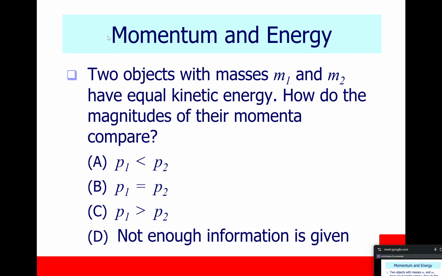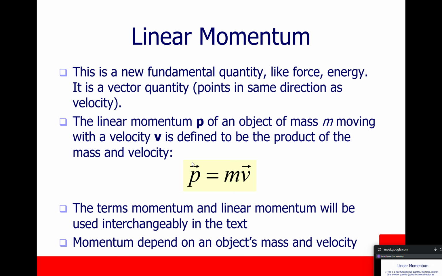So there is a relationship that exists between momentum and energy. Normally, the form of energy we relate linear momentum to is kinetic energy, which is KE equals half mv squared. Now, if kinetic energy is equal to half mv squared, how can it be related to momentum?